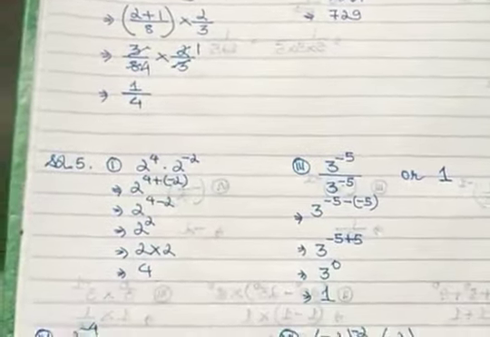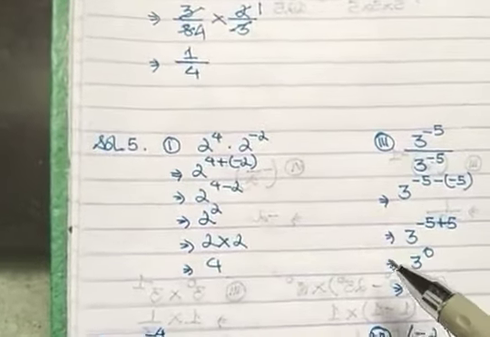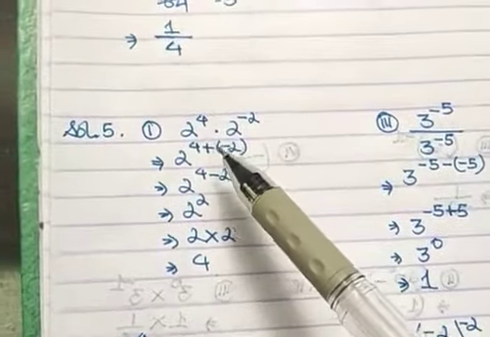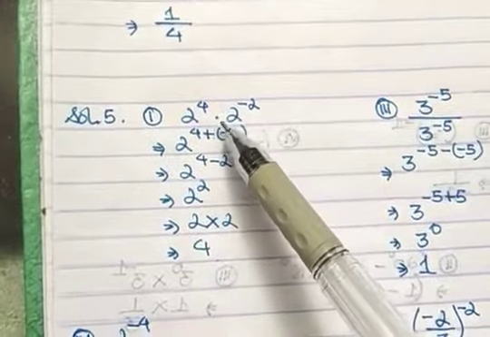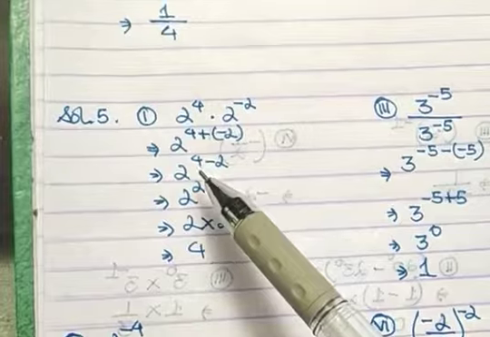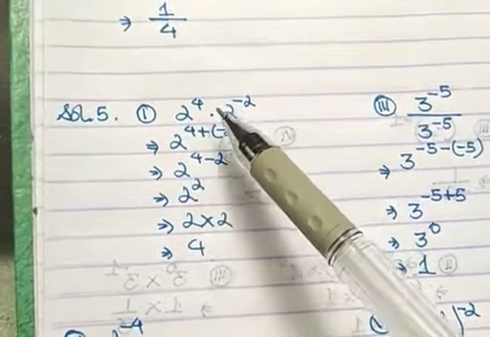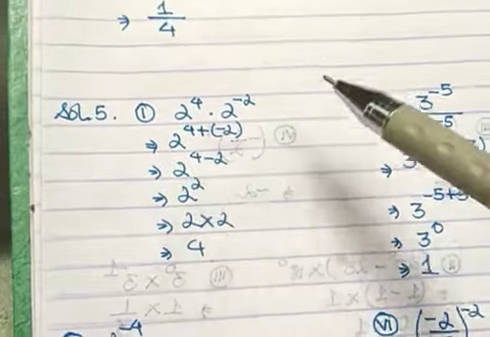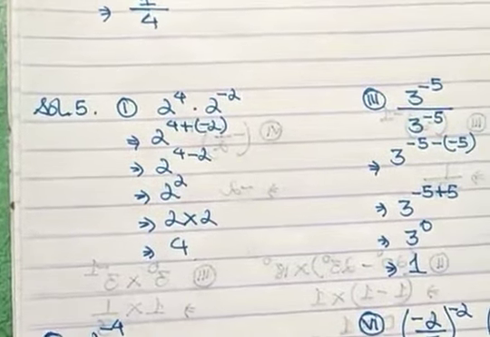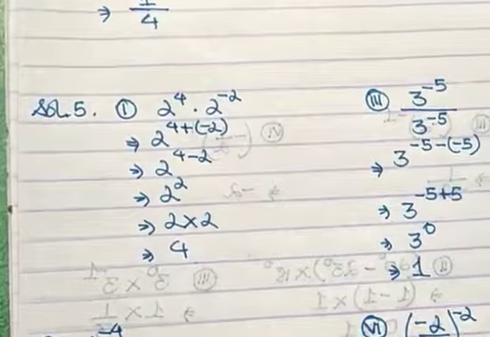Okay, let's do a few more sums. Question number 5, solution 5. What we have here is 2 to the power 4 dot 2 to the power minus 2. And remember, if you have a dot sign in the question, this dot also means multiplication. You can symbolize a multiplication with a dot sign as well.